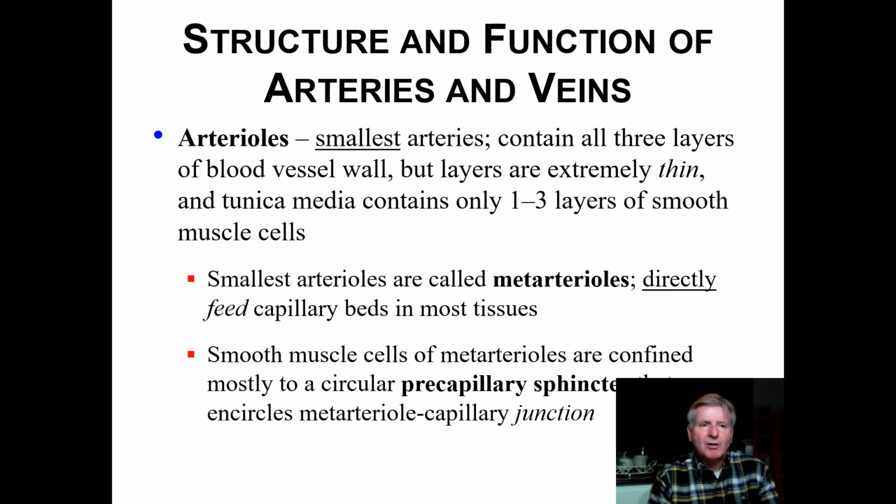Arterioles are the smallest of your arteries. They generally have all three layers of the blood vessel wall, but the layers are extremely thin. The smallest arterioles are called metarterioles, and they generally have smooth muscle cells that are confined to a valve called a precapillary sphincter, which then leads to a capillary.